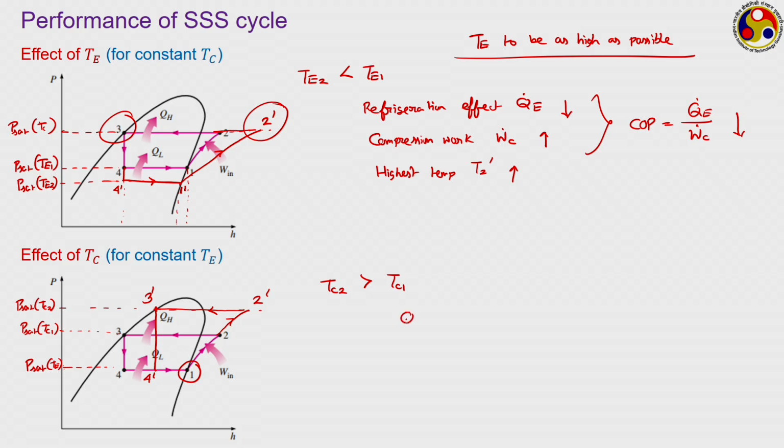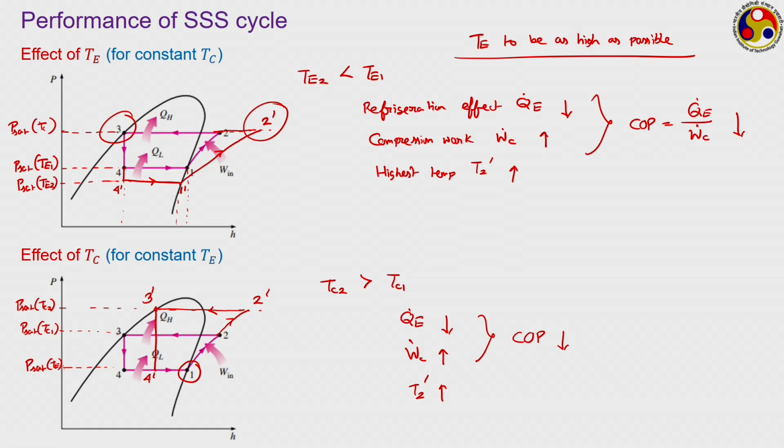So, what is the effect? Q dot E in this case, definitely there is a reduction in the amount of heat extracted in the evaporator. So, your Q dot E is decreasing. The compression work, lowest pressure is same, but highest pressure is increasing. So, compression work is also increasing, leading to a reduction in COP, and exit temperature, the compressor exit temperature or the highest temperature of the cycle, the T2 prime, that is also higher compared to the previous case.